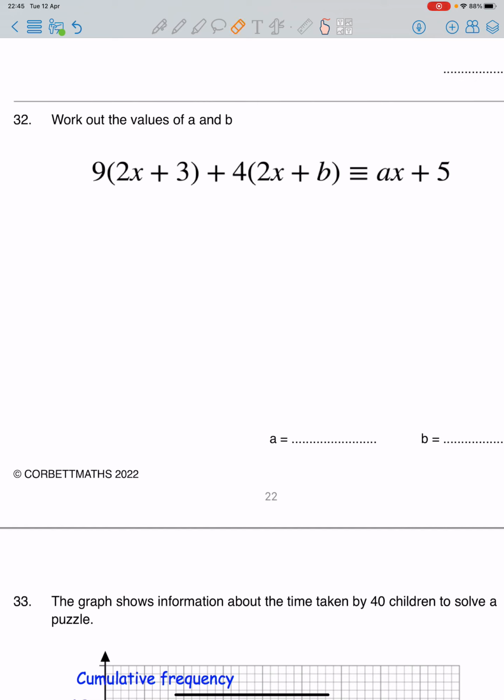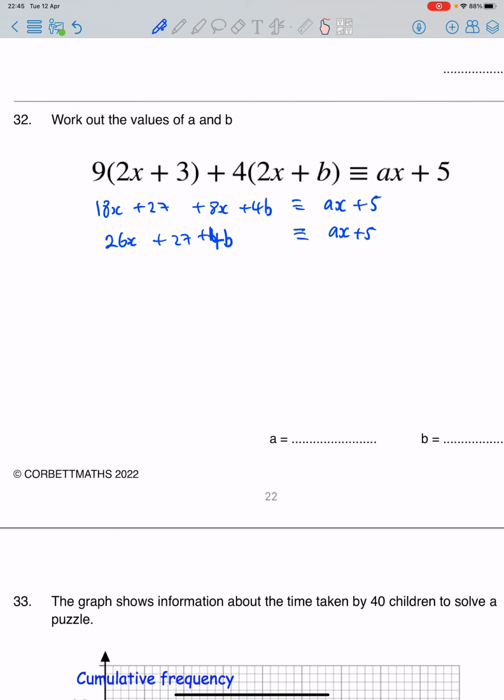I do 9 times 2x, which is 18x. And then 9 times 3, which is plus 27. And then 4 times 2x, which is 8x. And then 4 times b, which is 4b. And that is identical to ax plus 5. Simplifying the left-hand side, we get 18x plus 8x, which is 26x. 27 plus 4b is just 27 plus 4b. And that is identical to ax plus 5.